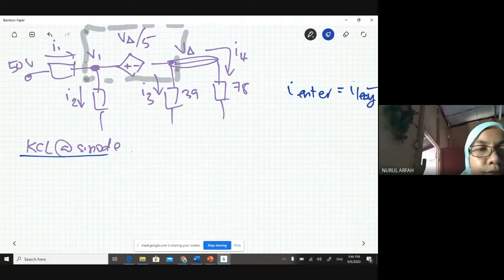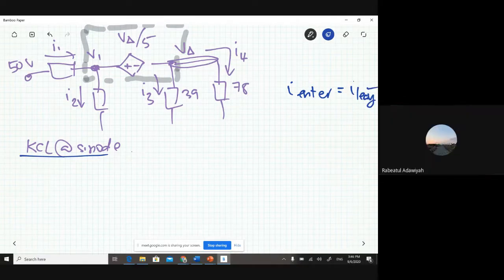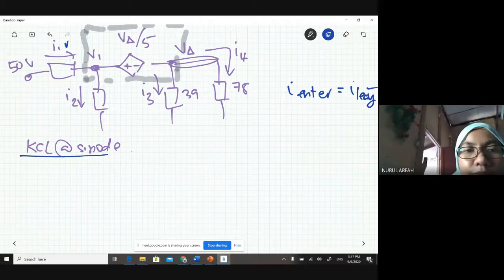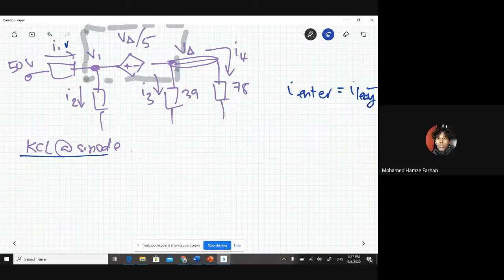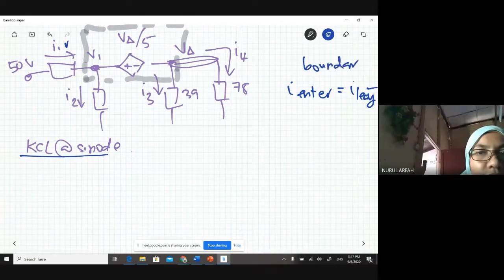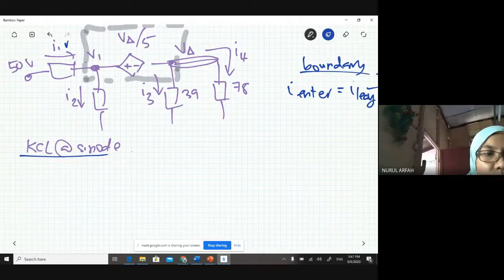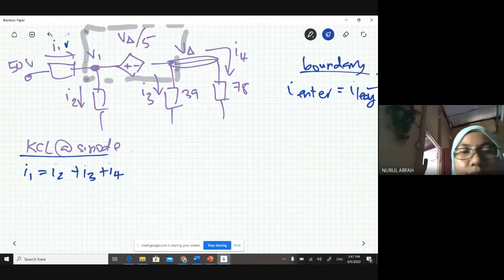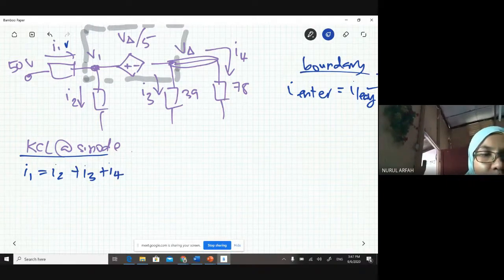Okay, which one is current entering? I1, yes. What about the rest? Leaving. So this is at the boundary, okay? So I1 is equal to I2 plus I3 plus I4. Okay, so far so good? And then we do the KCL.